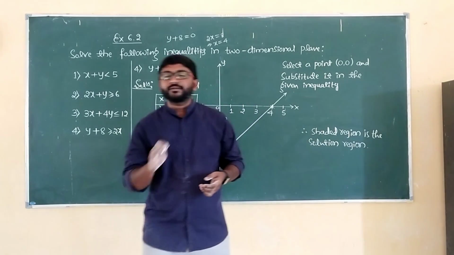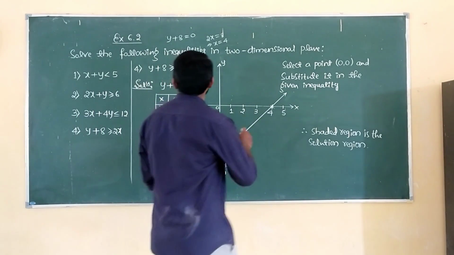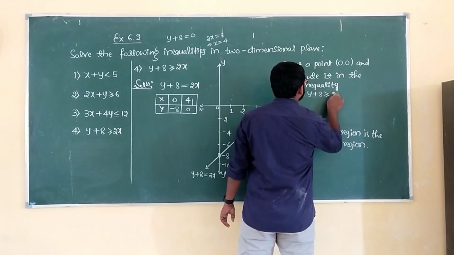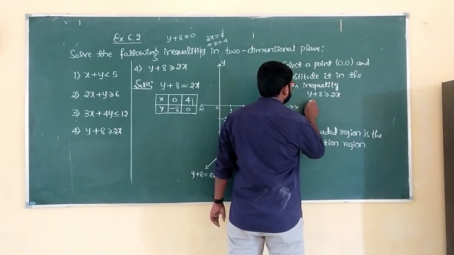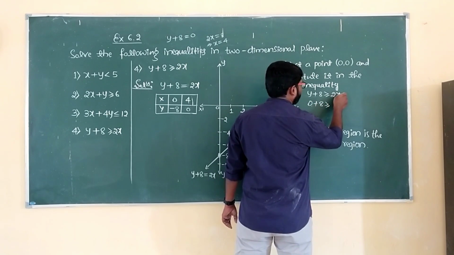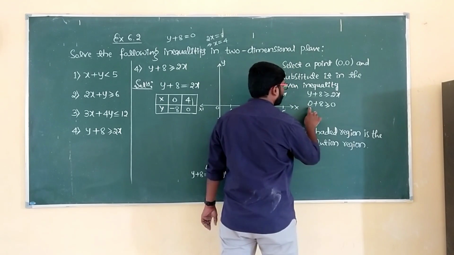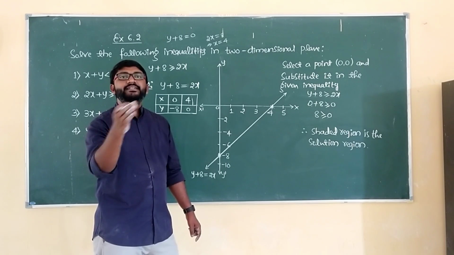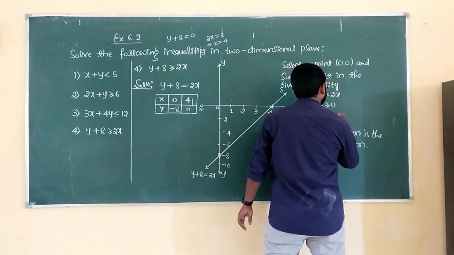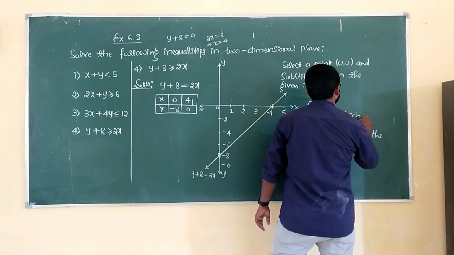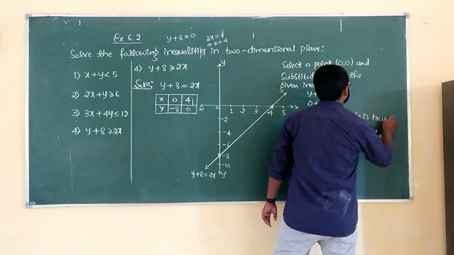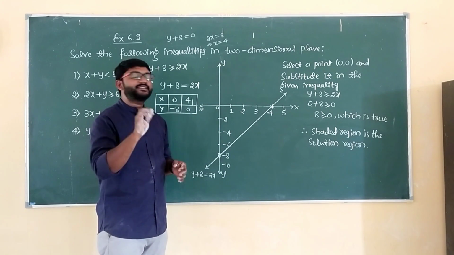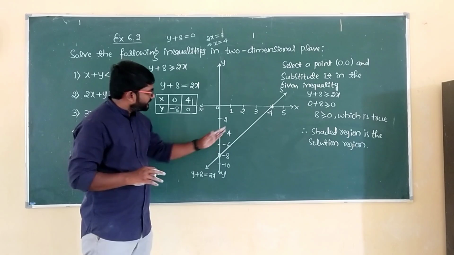Select a point 0 comma 0 and substitute it in the given inequality. I will consider the inequality y plus 8 greater than or equal to 2x. So y is 0, 0 plus 8 greater than or equal to 2 into 0, that will also be 0. 0 plus 8 is 8, greater than or equal to 0. So here it says 8 greater than 0, which is true. That means if the point 0, 0 satisfies the given inequality, we have to shade the region towards the origin.